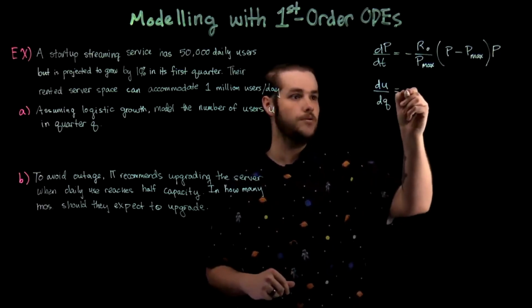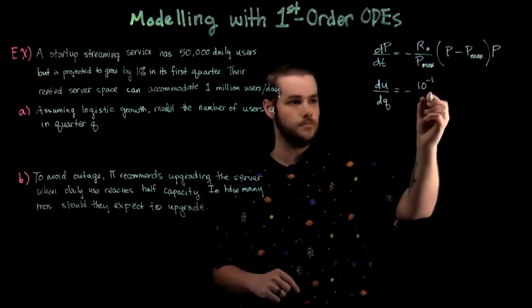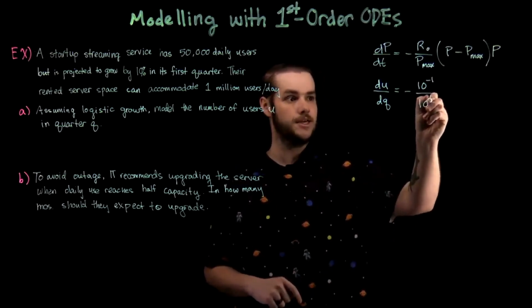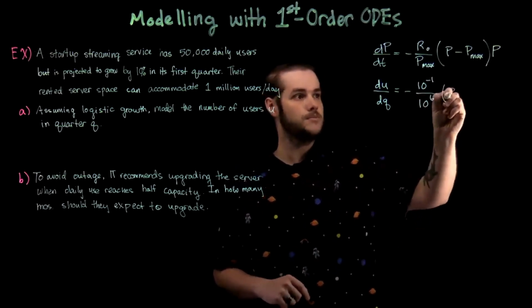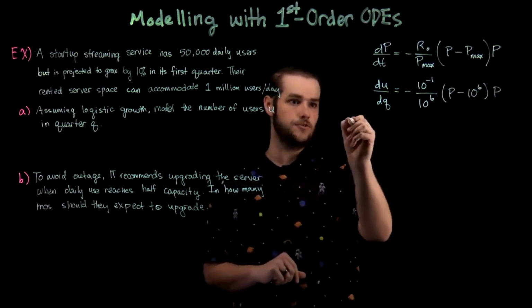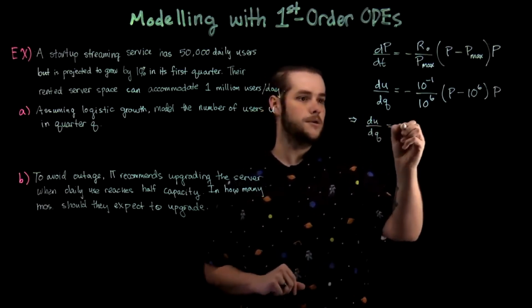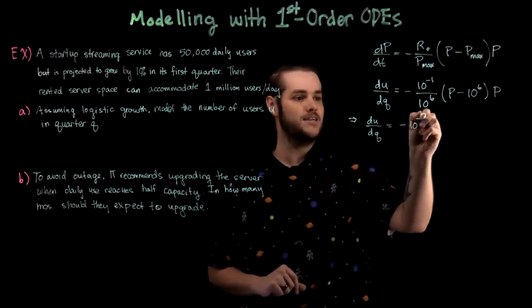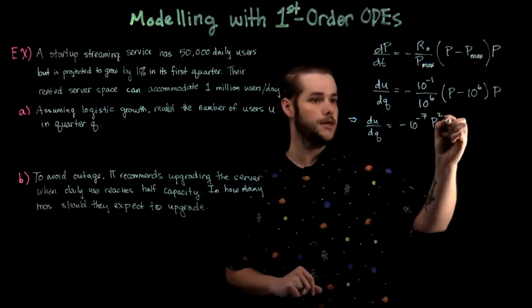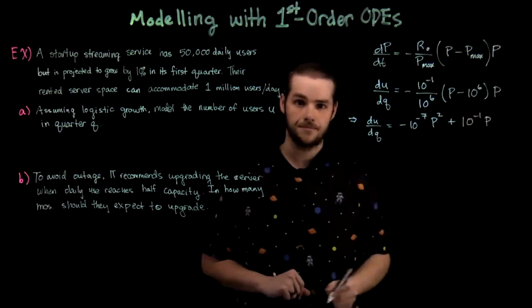Initially, we're projected to grow at 10%. I'm going to write that as 10 to the negative 1 over, and our carrying capacity is 1,000,000, which I'll write as 10 to the 6, times u times (u minus 10 to the 6). Let's clean it up just a little bit. I get that du/dq equals negative 10 to the minus 7 u squared plus 10 to the minus 1 u.